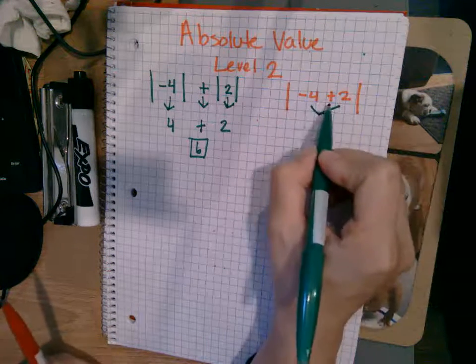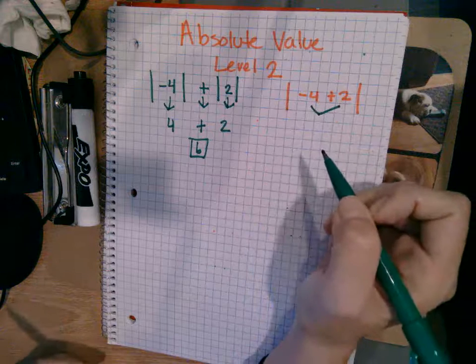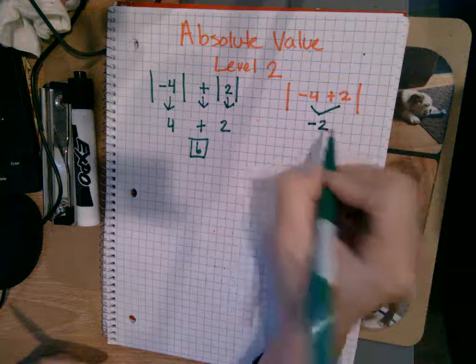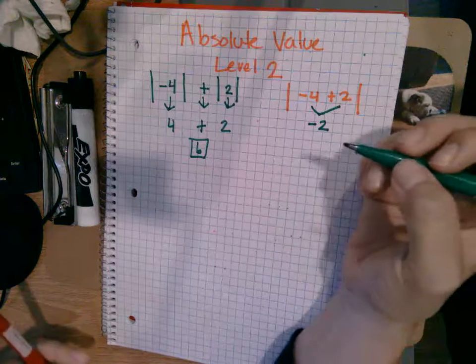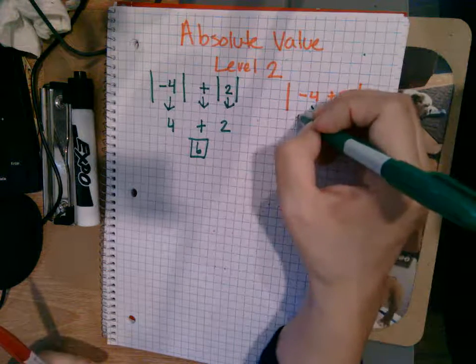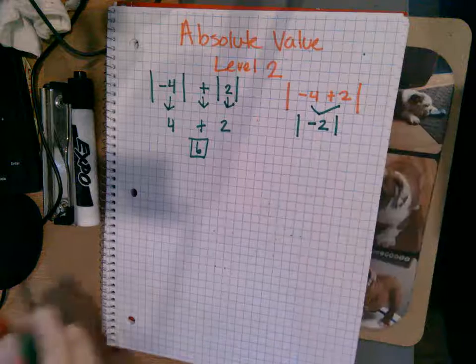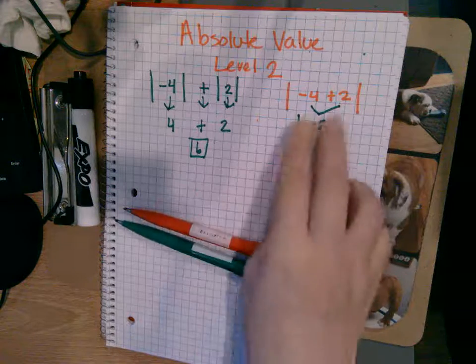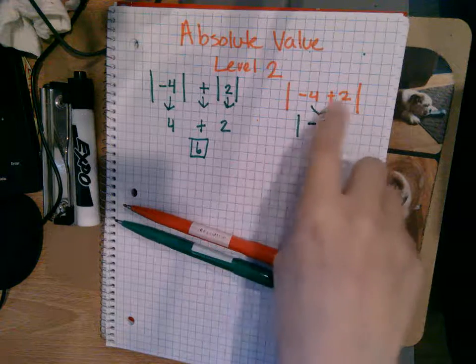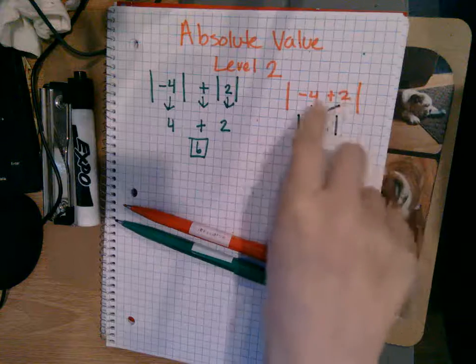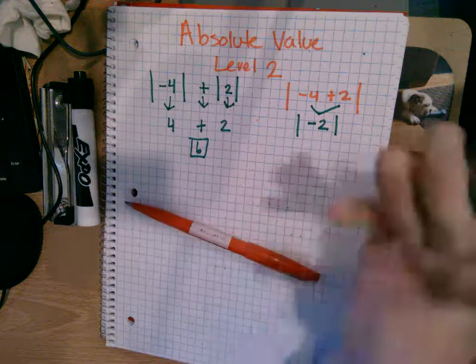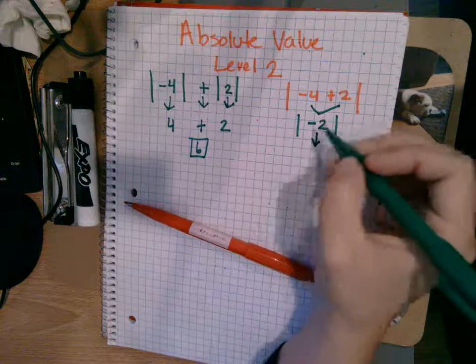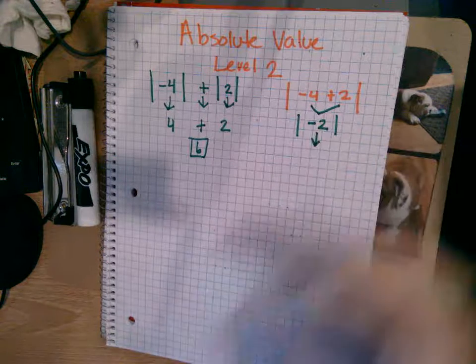What's -4 plus 2? This is -2. Very good. Don't forget those rules we learned like 2 weeks ago. Now, have you taken the absolute value yet? Nope. So you're still going to be using the bars. So when they are grouped together, you're going to do the math that's inside first. Okay, I did the math inside, and now I get to take it out. What's the absolute value of -2?